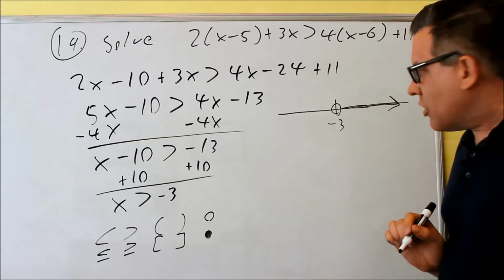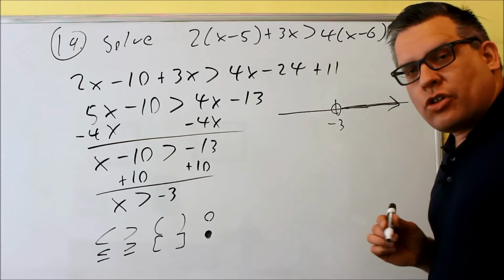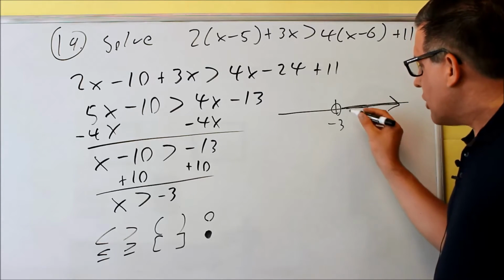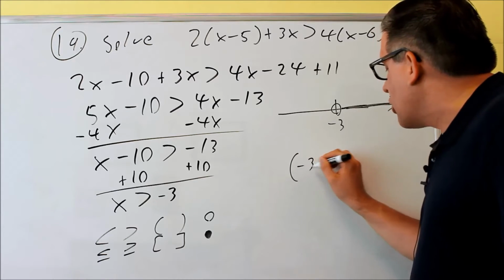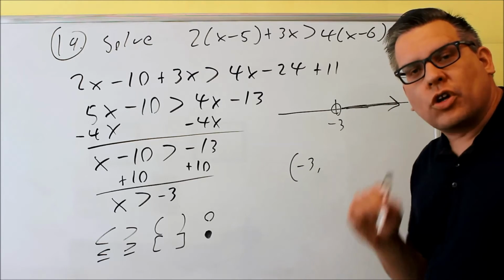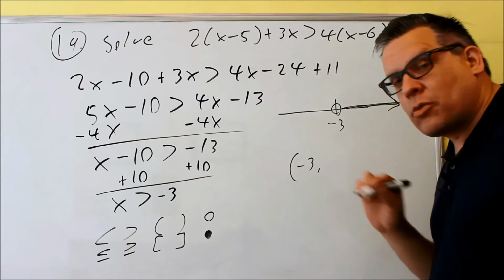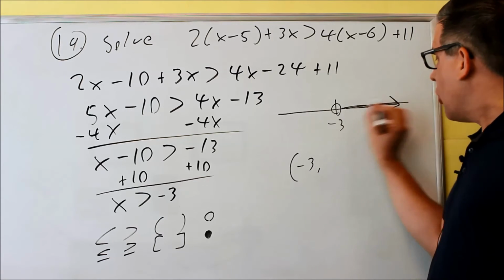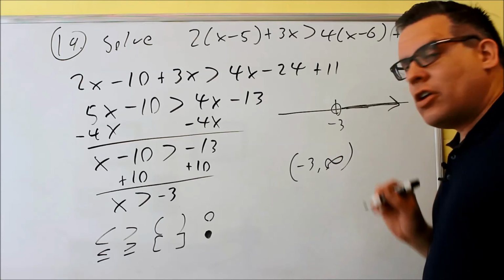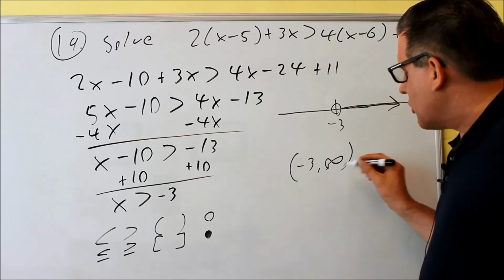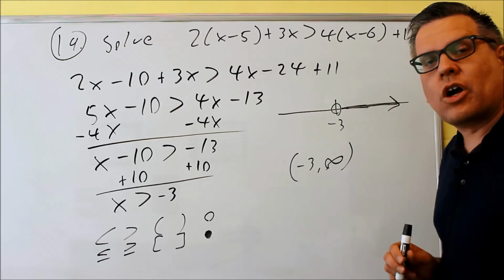So that is my number line, but I also need to write my interval notation. In interval notation, an open circle means that we use a parenthesis, so I start with the parenthesis here. You always put the smaller number first when you do interval notation. That's important. If you put the larger number first, it's going to be incorrect. So I have negative 3. It's going to the right forever, so that's going to go to positive infinity. With infinity and negative infinity, you always have a parenthesis. So this will be your answer for interval notation: negative 3 to infinity, with parentheses around both of those.